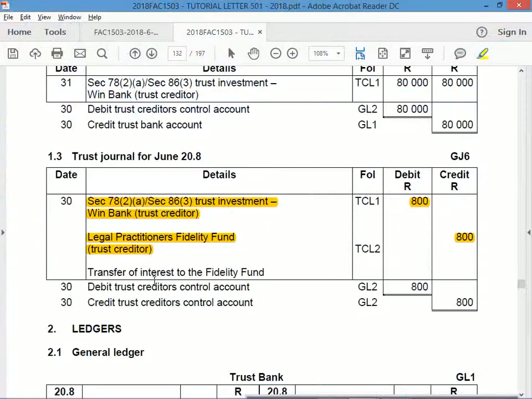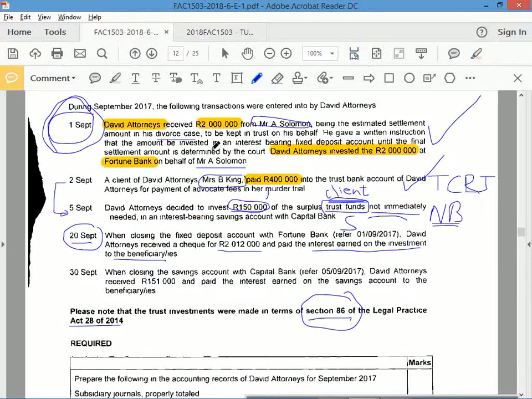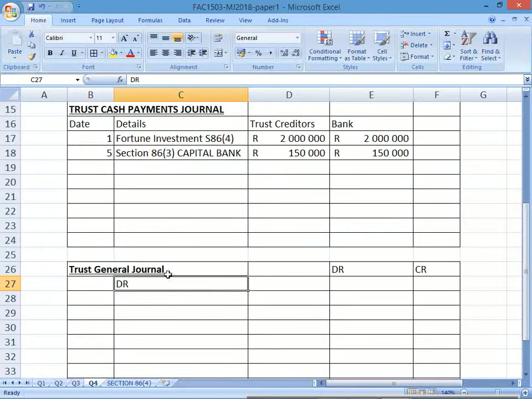What is the investment here? And that was for Fortune Bank. Yeah, Fortune is fine. Okay, so Fortune Bank. Fortune Bank. And then credit the Fidelity Fund.